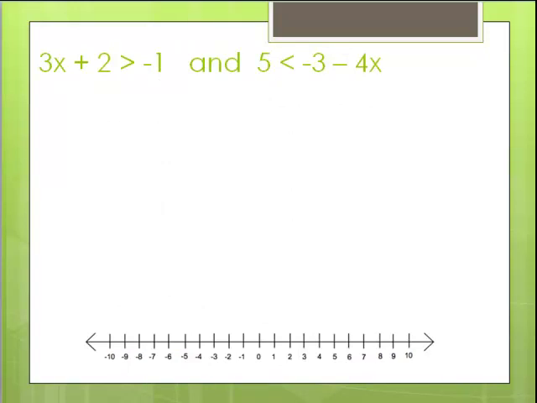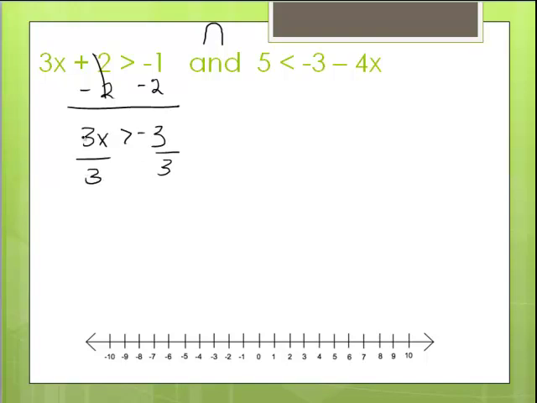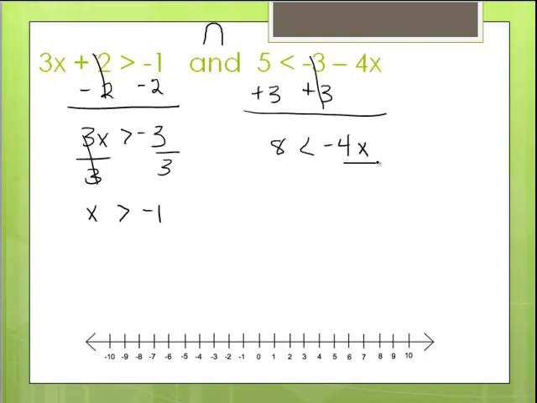Okay, so let's try another one. This time we have an and. An and means intersection. So let's subtract 2 from both sides. Divide by 3. Since we did not divide by a negative, we don't flip the sign. So over here we're going to add 3. 8 is less than negative 4x, and then divide by negative 4. This time you did divide by a negative, so you do flip the sign.